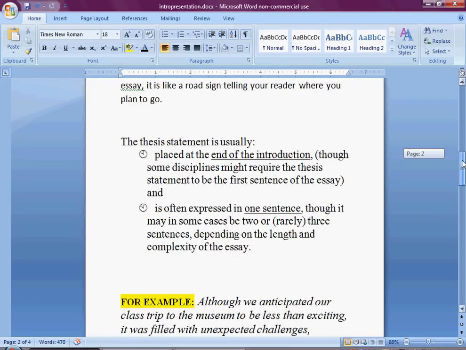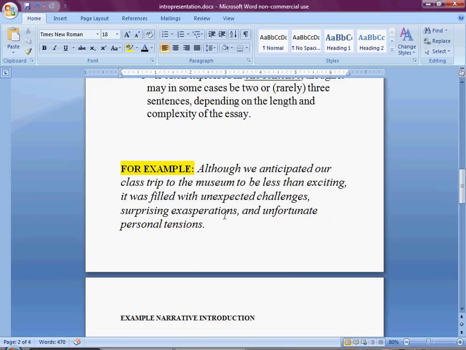So the thesis statement is usually, again, to reemphasize this point, at the end of the introduction. It often is expressed in one sentence, and again, for the purposes of this class, your thesis statement should be one sentence, though in future cases, just so you know, sometimes it can be 2 or 3 sentences depending on the length of what you're writing. But again, for the purposes of this class, your introduction and your thesis statement for your narrative essay should just be one sentence.